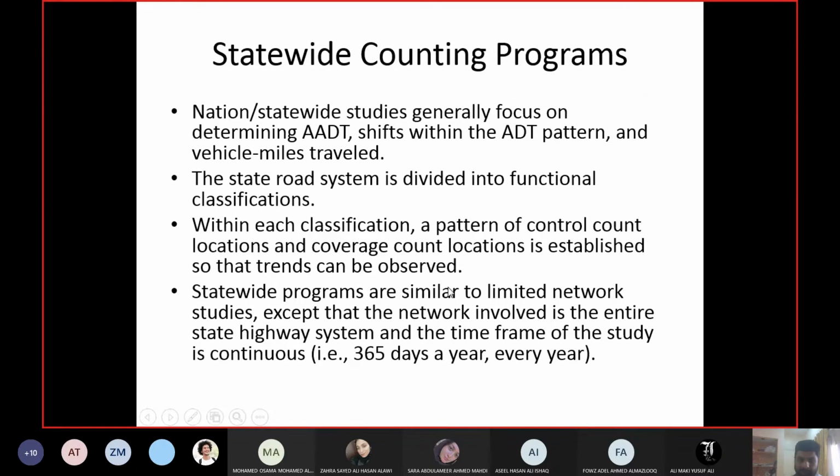And let us talk about statewide counting programs. So we have talked about limited network study. A statewide counting program is a network study of a bigger scale. So in a statewide counting program, your network is the whole state.